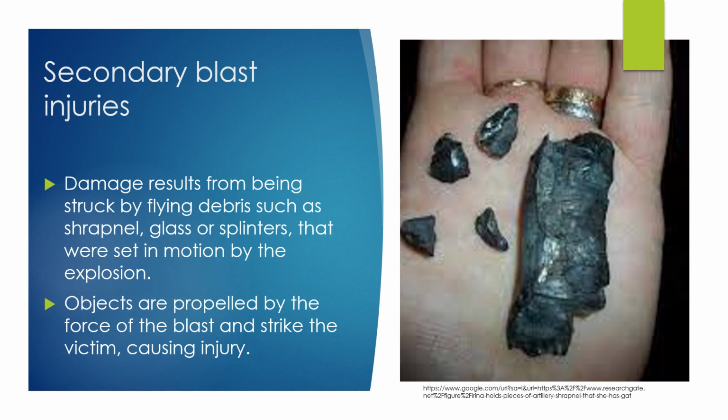Now, the next one we're talking about is your secondary blast injury. Your secondary blast injury does damage to the body which results from being struck by flying debris, like shrapnel from different devices, or from glass or splinters that can be set in motion from the explosion, objects that are propelled by the force of the blast, and any kind of strike to the victim that causes injury to the victim.